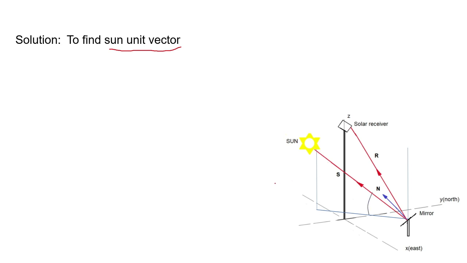We can decide the position of the sun in the sky using two angles. First angle is called altitude angle, and we call it alpha z. This alpha z is the angle made by this sun vector with the xy plane. Okay, so the component of the sun vector in the xy plane has been shown by this dashed arrow, and it will be cos alpha z, right?